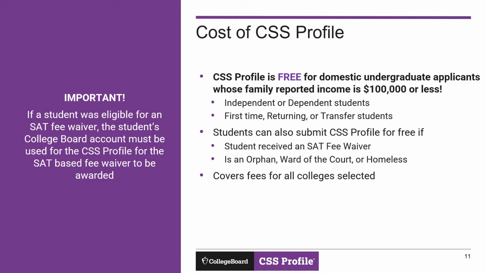For 2022-23, CSS Profile is free for any domestic undergraduate student whose family reported income is $100,000 or less. This includes all independent or dependent students, first-time, returning, and transfer students. If you qualify, you can submit CSS Profile to unlimited colleges at no cost. For students who received an SAT fee waiver, are an orphan, ward of the court, or homeless, you will still be able to submit the CSS Profile for free as well.